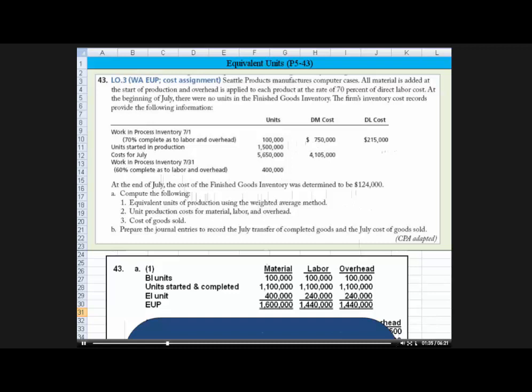Okay, in beginning units we had 100,000 units. So we take the 100,000 units as to material, labor, and overhead. Now, in most environments I've seen the labor and overhead combined is called conversion cost, but doing them separately is okay. Then we started and completed 1,000,001.